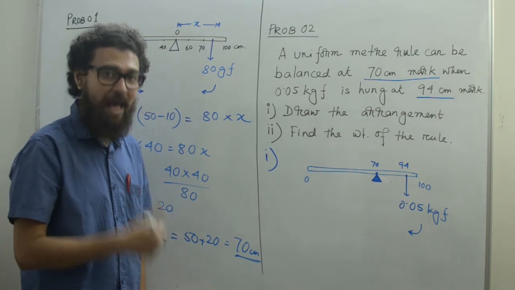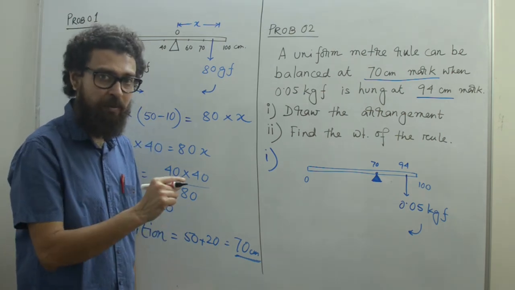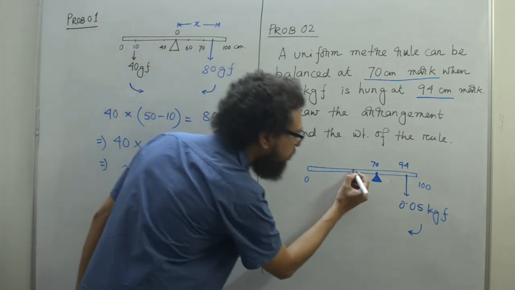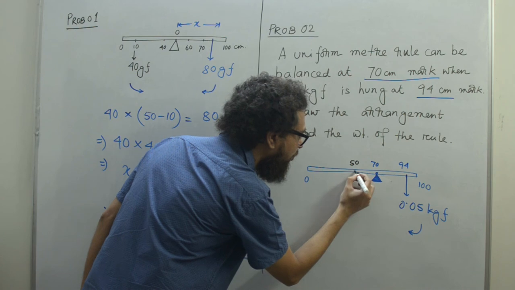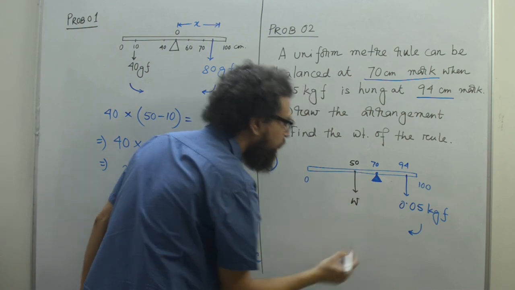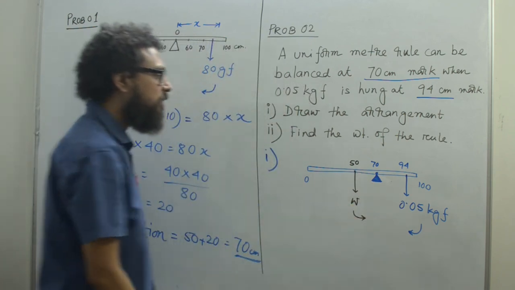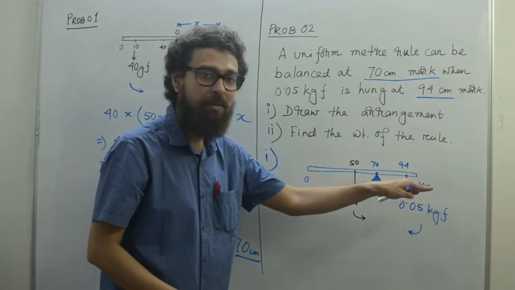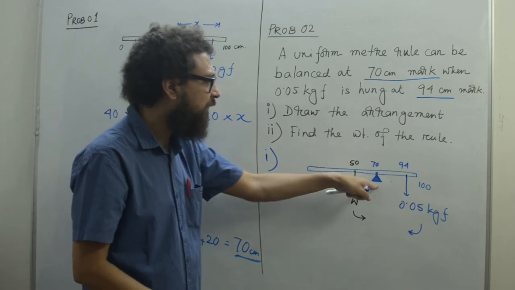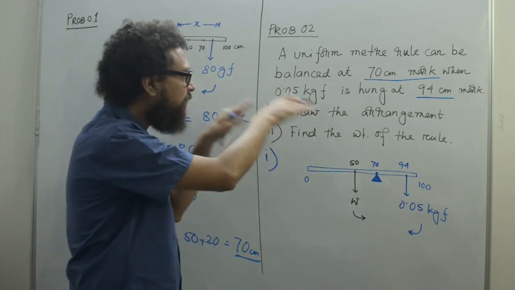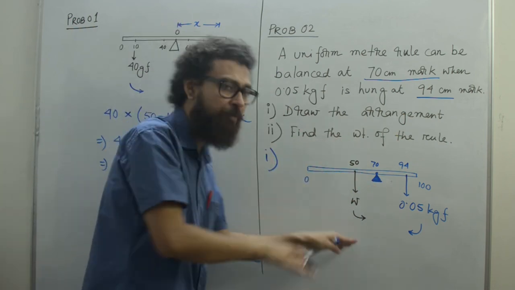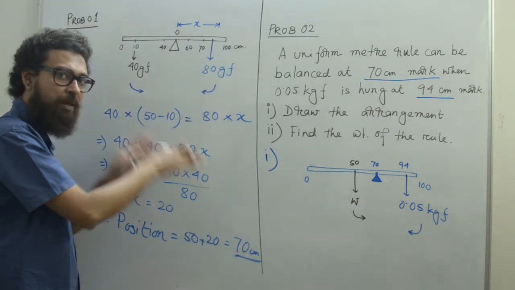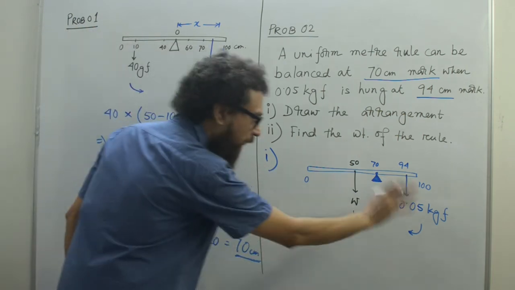The weight will be at the midpoint because it's a uniform rule. So midpoint will be the position where the weight will act. Now what is the midpoint? It is 50, and this is W, the weight, and this weight is giving an anti-clock direction, and that's why this rule is balanced. They have given it is balanced. At the 70 centimeter mark and 94 centimeter mark we have this one force, and at 50 centimeter we have the weight. So this way it is balanced. It is under equilibrium. We'll be applying the principle of moment like we did in the last sum. So this diagram is over.